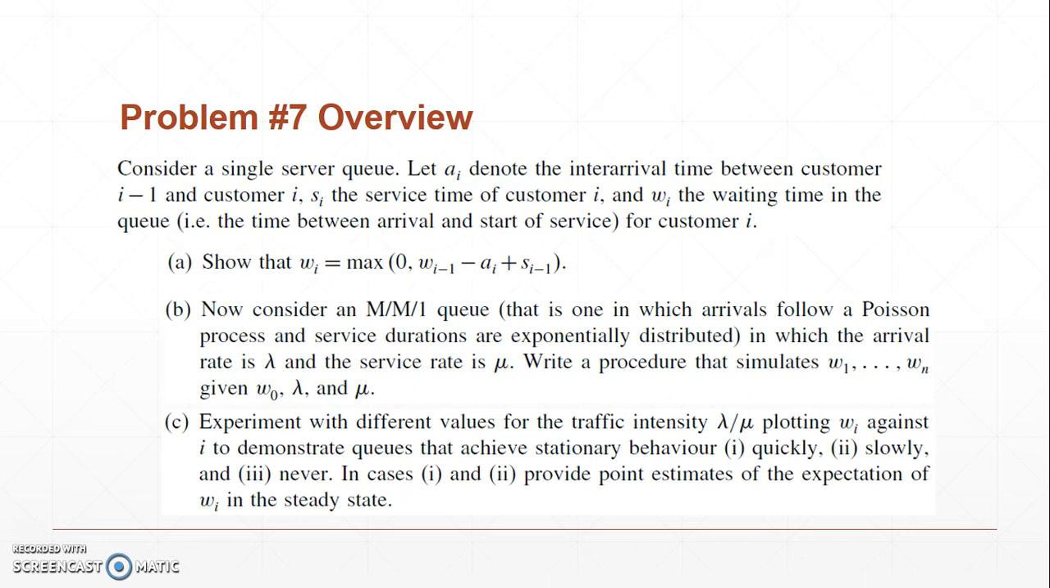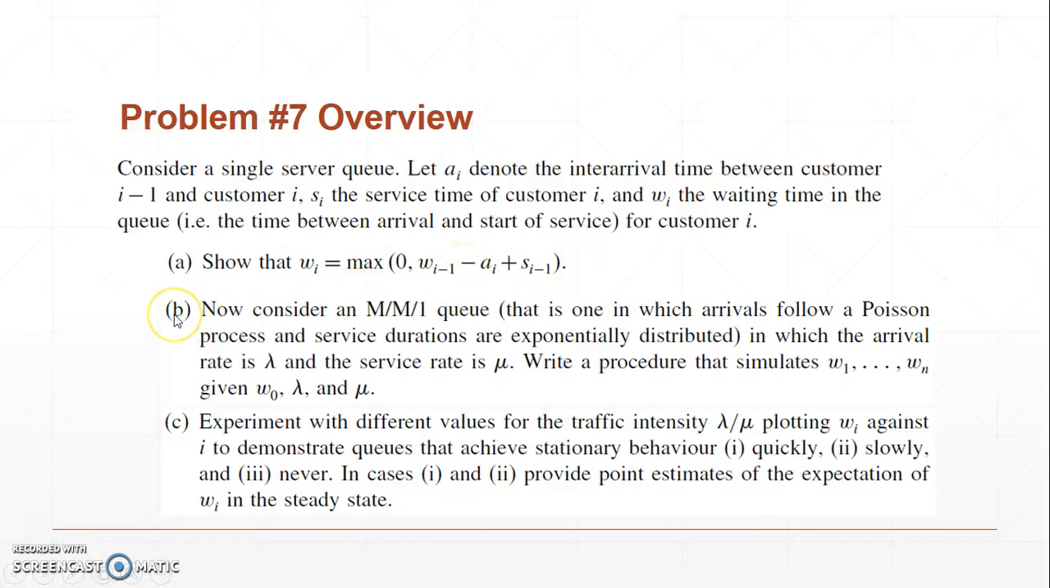So for this problem, we're basically just looking at a single server queue, and we're interested in the wait time between customers. So part A tells us that we're showing that our wait time equals the max of either 0 or this equation. So it'd be 0 if the service time is faster than the customer arrival time, and then this equation here is saying that the customers are arriving basically faster than we can service them. So that's the definition of wait time.